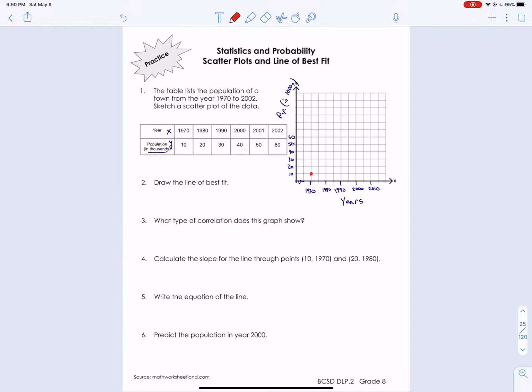Okay, so 1980 and 20, 1990 and 30,000, and 2000, and then 40,000, and then 2001 and 50. So 2001, okay, so 2005 is halfway. So 2001 is just past 2000, so it's about here. 2002 is 60, so it's really starting to increase a lot more quickly than it had been. All right, so that's the first part. So sketch it or graph it.